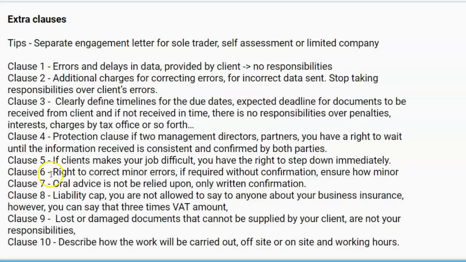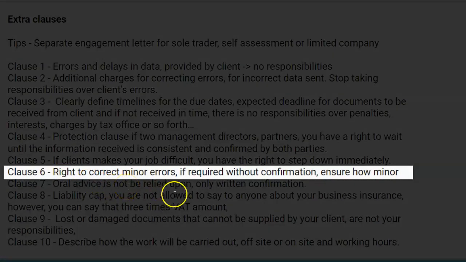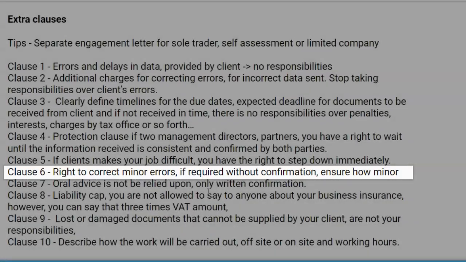Clause 6, right to correct minor errors. For anything small, and you have to define how small the errors are, you don't need permission, and you don't need to keep asking for something very small to be corrected. An example would be perhaps FX rates. If you send invoices to different countries, and there is an FX rate difference between what clients have paid based on the FX rate of, let's say, the local bank and xe.com, which is used by Xero, for example, you may be able to post a journal or correct it yourself without extra confirmations and so forth.